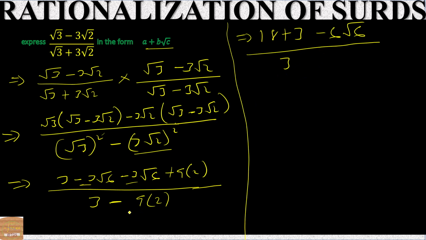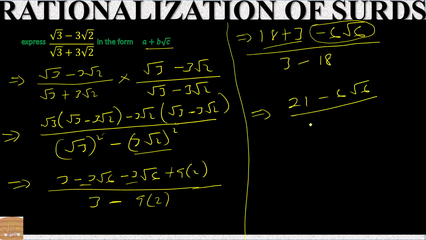Now minus 9 times 2 is 18. Now mind you, this one is one entity, so you can't touch it. Okay, so we can deal with this. 18 plus 3 is 21, minus 6 root 6 over minus 15. Alright, so this one is the same as 21 minus 15, so of course this side will be minus, so minus 6 root 6 over 15.